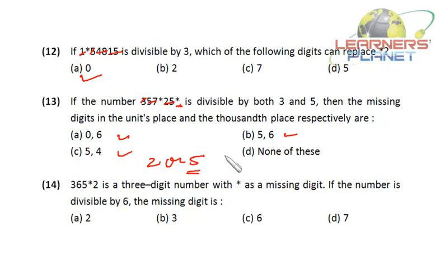Now let's check by the options. We cannot have 0 and 6 since the sum of 0 and 6 will be 6 itself, but we are having 7 over here. So to make it divisible by 3, we need either the sum 2 or 5 or more than that. Even in this case, 5 plus 4 is 9, so it won't make it divisible by 3. Here we are having 5 and 6. So 7 plus 5 is 12, 12 plus 6 is 18, so we'll be getting 18, which is divisible by 3. So 5 6 will be the correct choice.